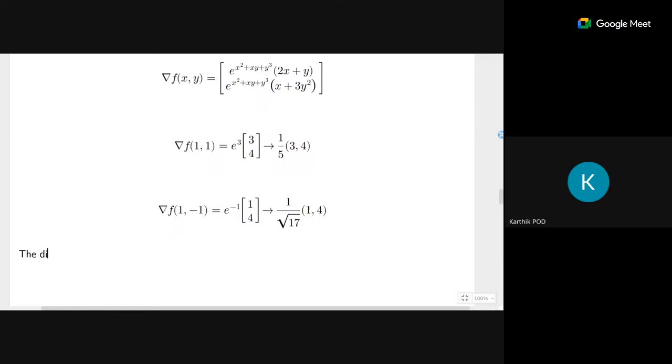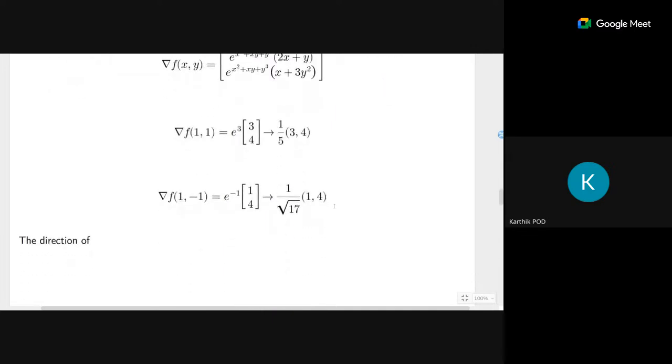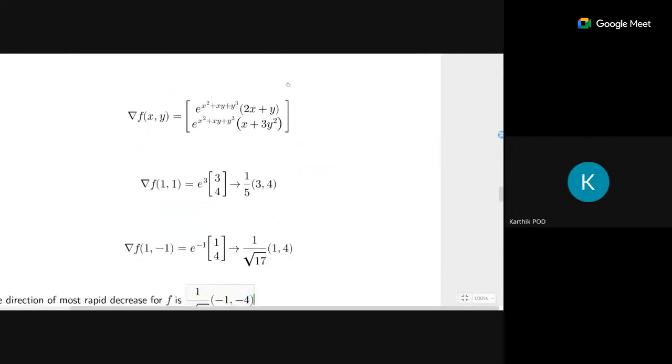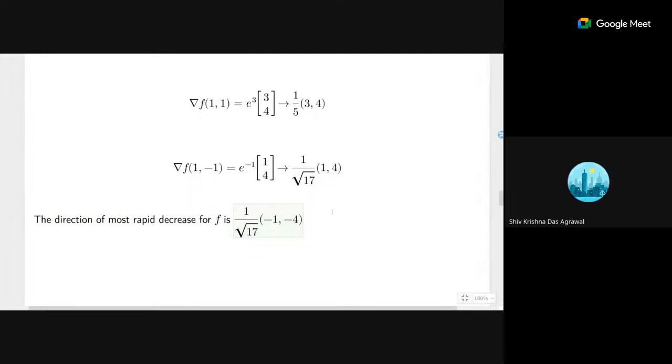So the direction of steepest descent, or most rapid decrease as they call it here, for the function would be the opposite. So you can write it down as 1/√17 times (-1, -4), that's how they have given it, right? So it's the negative of this. Okay, so that's all there is to this question.